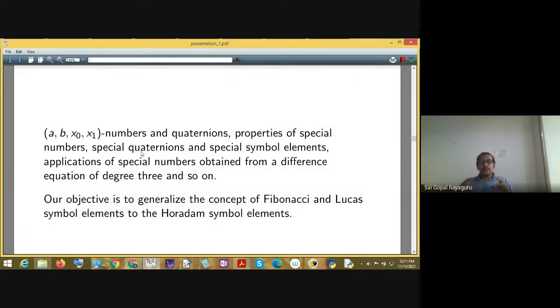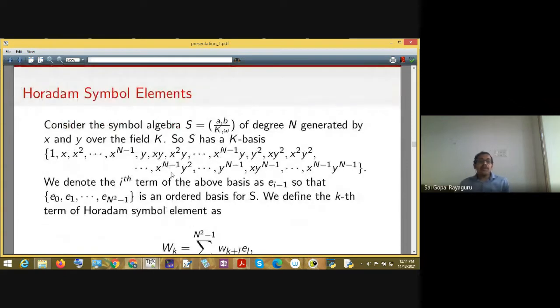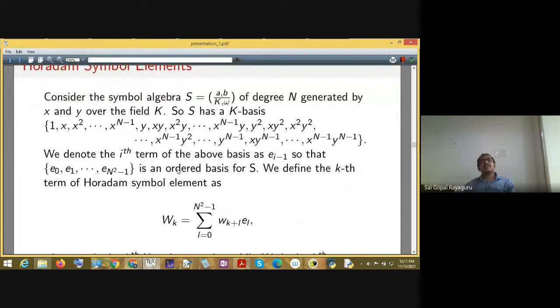So our objective, or my objective, is to generalize this concept of Fibonacci symbol elements to Horadam symbol elements, not only in degree 3 but also to any degree n. So I consider this symbol algebra S in general of degree n generated by x and y over the field K. S has a K basis of the form x raised to the power i, y raised to the power j, where both i and j run from 0 to n minus 1. So we can have a basis like this.